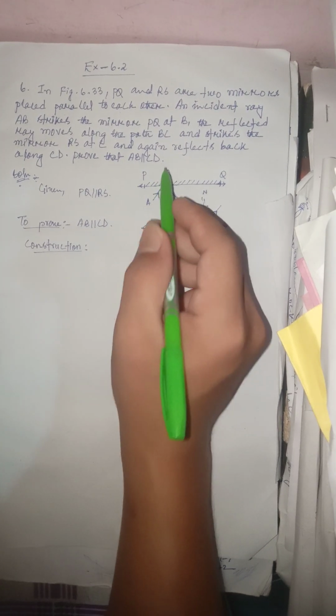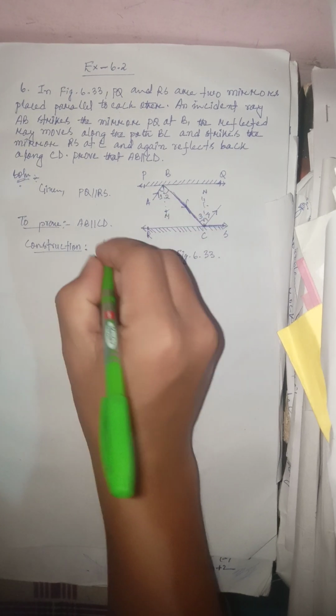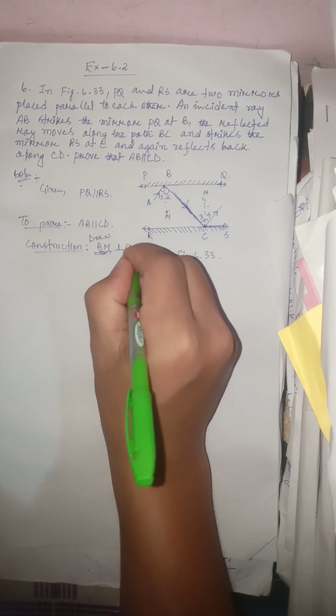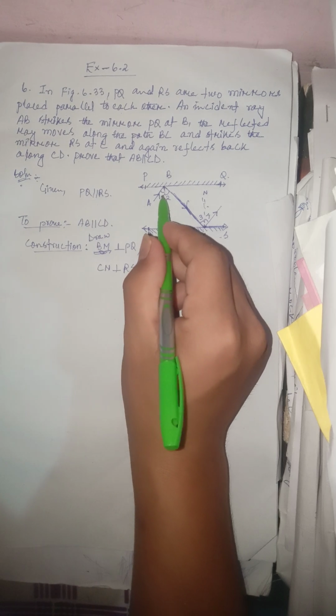Now whatever things we do apart from what is given in the question, let us write in the construction. First we draw BM, which is perpendicular to PQ. And after that we draw CN, which is perpendicular to RS. These are the two things which we get from the construction. And after we construct this, then let us move to the next.